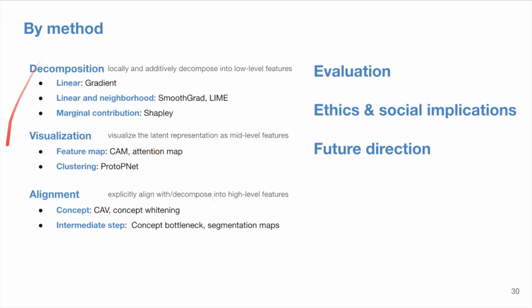So now we have seen different methods that try to translate the latent representation into low-level, middle-level, and high-level human interpretable features. Next, we briefly look at the evaluation, ethics, and future directions.